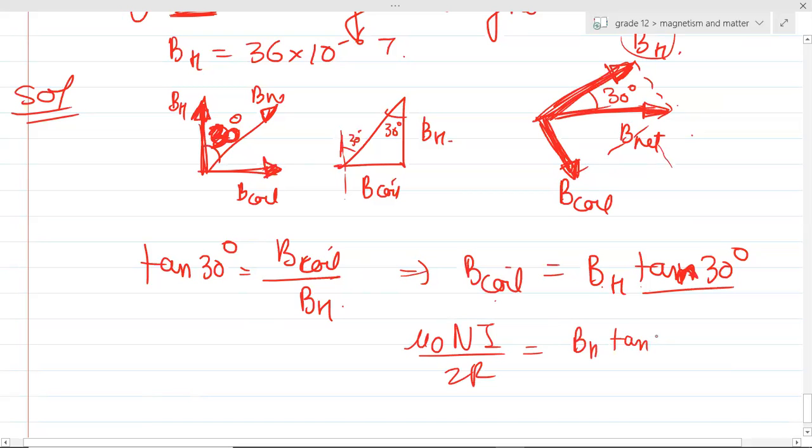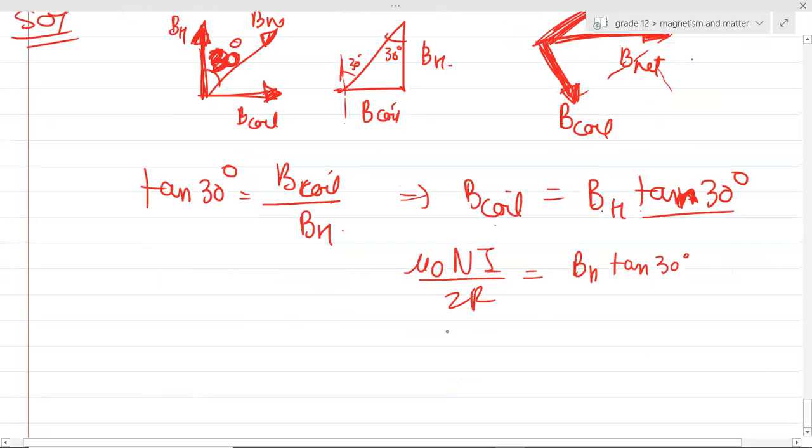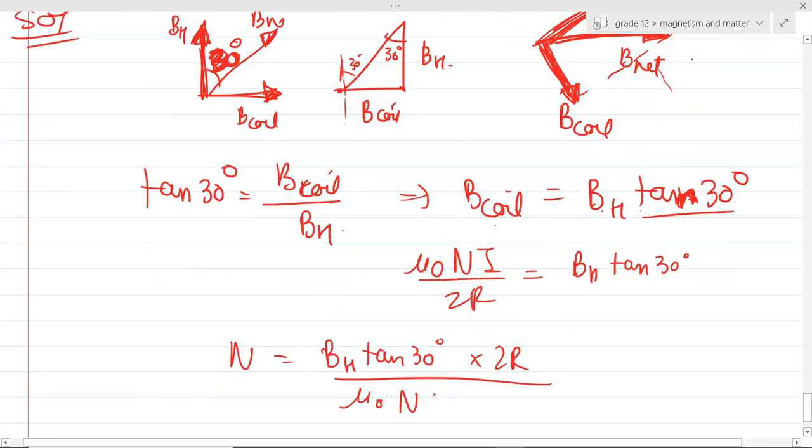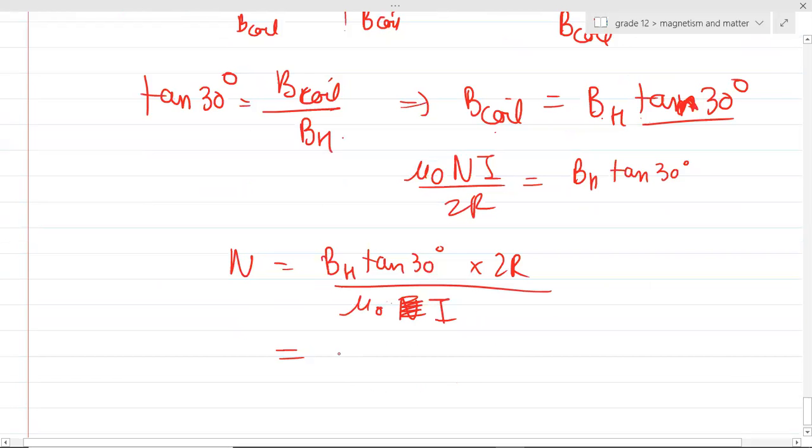B coil is Mu naught Ni by 2R, which is equal to BH tan 30. So from here I can calculate the number of turns. BH tan 30 into twice the radius divided by, did I give the radius also? It's 16 centimeter. Okay. Into divided by mu naught into I. Right? So I can calculate this.